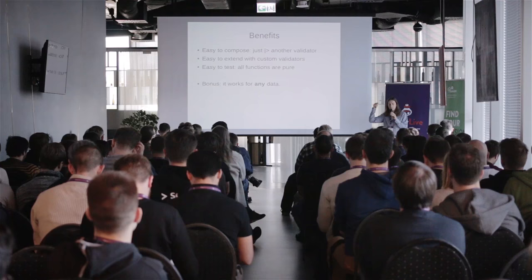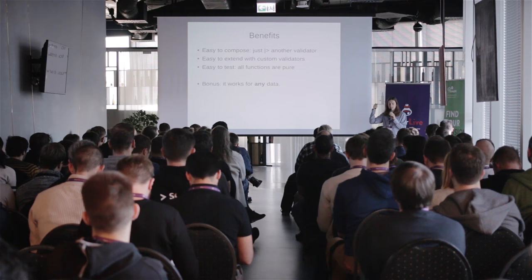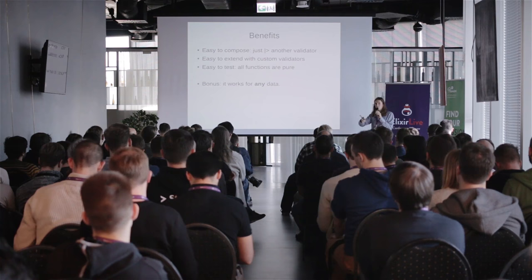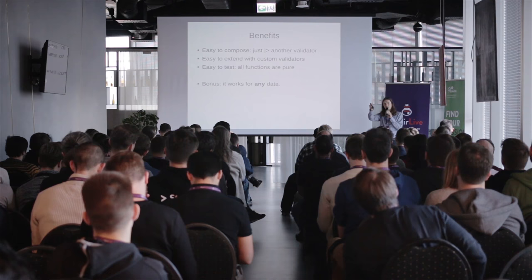So we have three main benefits of using this kind of abstraction. It's easy to compose, because we can just pipe another validator. It's easy to extend. In case we need something custom, we just create a function. And it's easy to test, because it only takes a data structure and returns a data structure. It does nothing with external state.